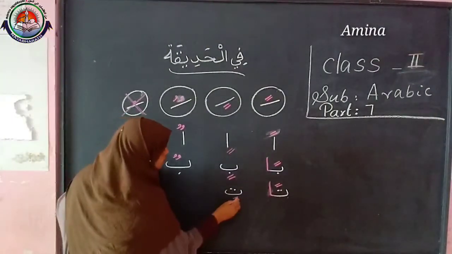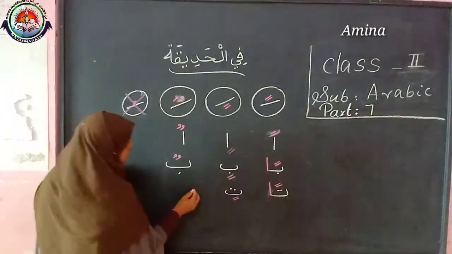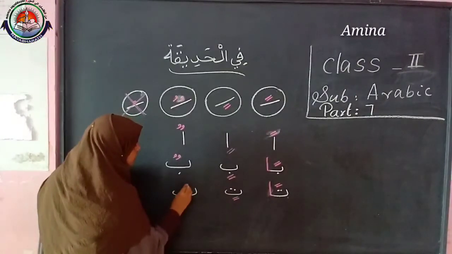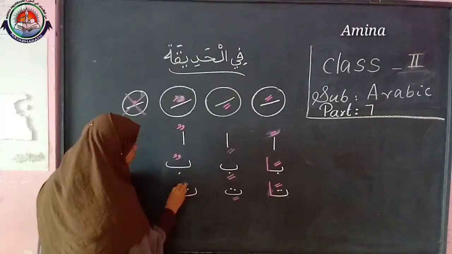Then we can put double Kesra: Tin. The same letter I am writing here also. Then we can write Tun.